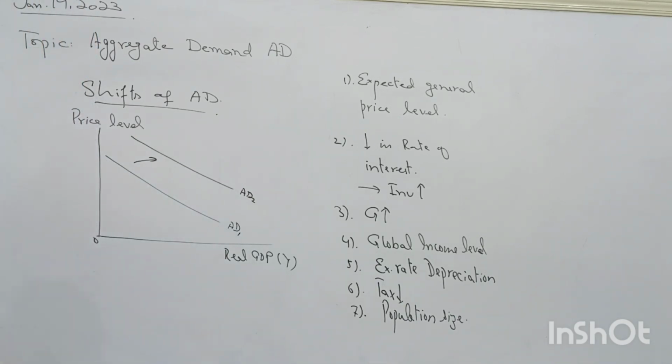So these would be the shift factors. There can be others, I don't remember right now. These factors, the maximum I could remember, can increase the aggregate demand, or the total demand for all the goods and services which are produced by a country in a given year at a general price level. So that will have a shift.